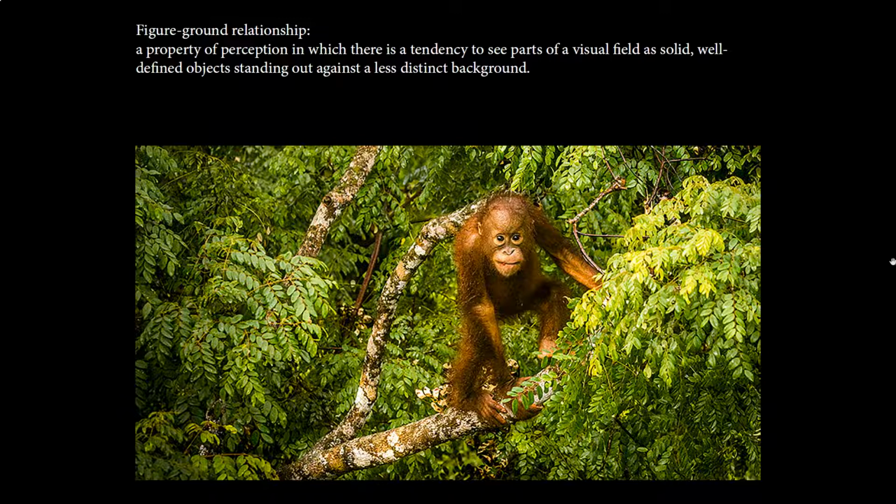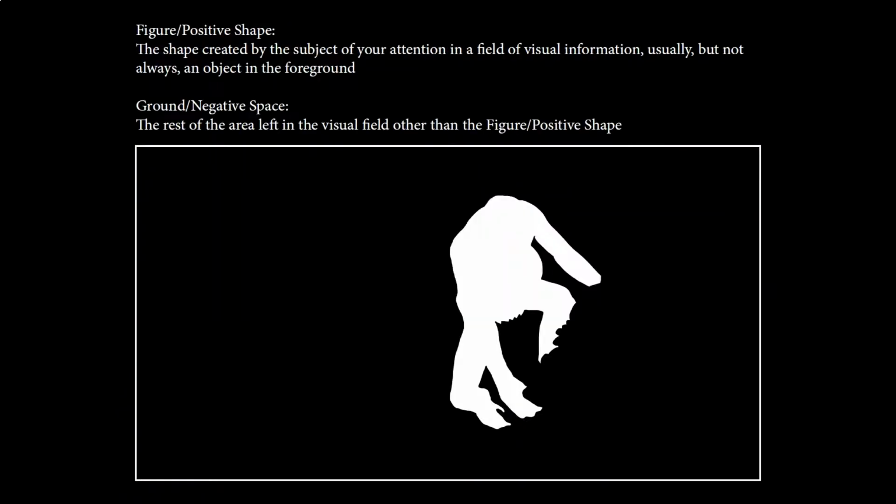So like here we've got this monkey out in the jungle. The leaves in the tree are not so interesting to us when we're walking around in the jungle. The creature that we either want to kill and eat or are worried that it might kill and eat us is important. So what happens is your brain just creates a difference between the two things mentally. It will create the figure or the positive shape, the positive space, which is the thing that you're paying attention to, and then it will ground or create negative space, negative shape everywhere else.